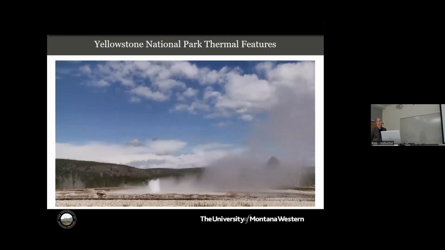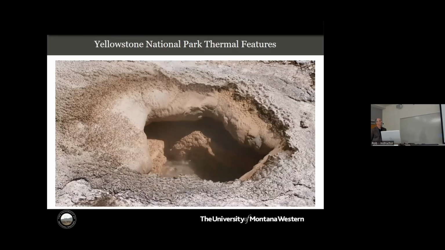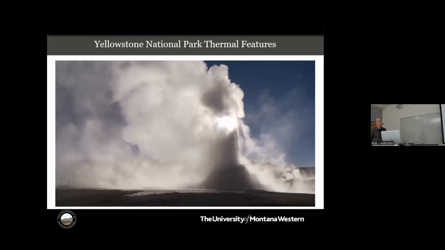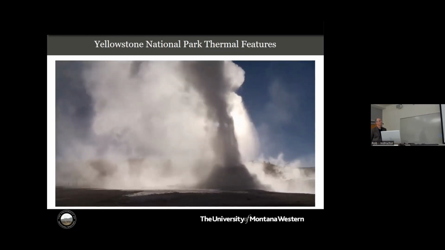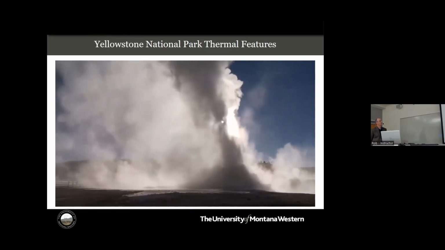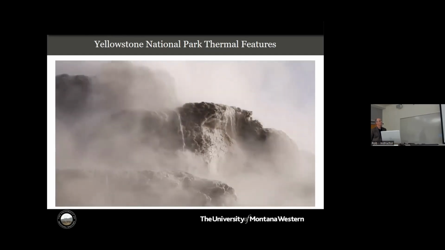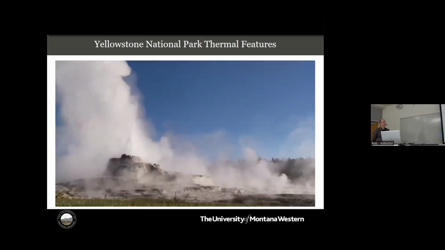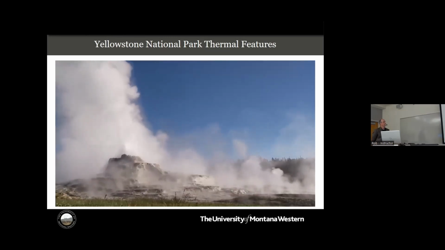Geysers are what we call mathematically chaotic systems. Slight variations in the amount of cold water coming in, the amount of heat coming up, a change in the plumbing system can give you dramatically different results. And what I enjoy seeing is not the reproducibility of geysers, but the infinite variety even within a single geyser.